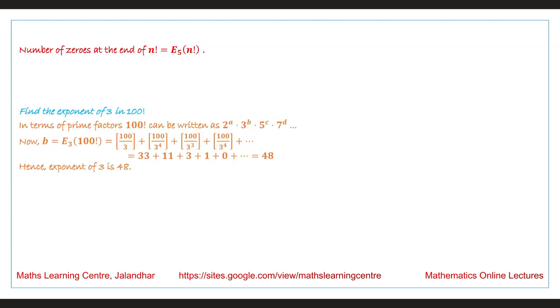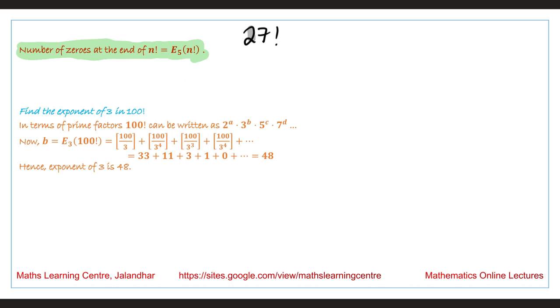The next thing we have is the number of zeros at the end of n factorial, if we have to calculate it. That will be given by the exponent of 5 in n factorial. Suppose we are asked how many zeros there will be at the end of, say, 13 factorial, or some larger number, say 27 factorial.